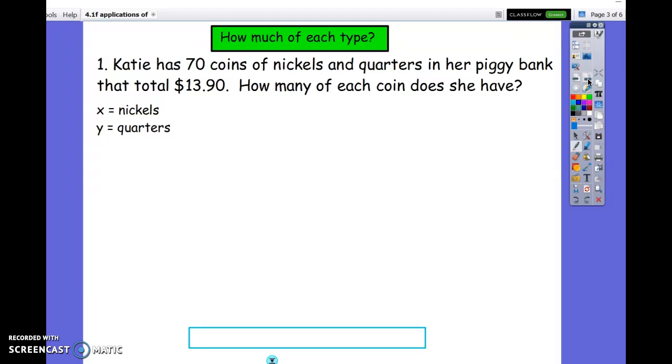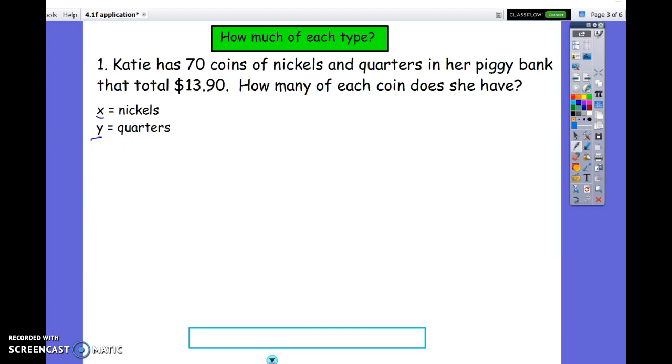Katie has 70 coins of nickels and quarters in her piggy bank that total $13.90. And we want to figure out, well, how many of each coin does Katie have? Essentially, we're trying to figure out how many nickels does Katie have and how many quarters. And so that's how we define our variables. We let x be the number of nickels and y be the number of quarters.